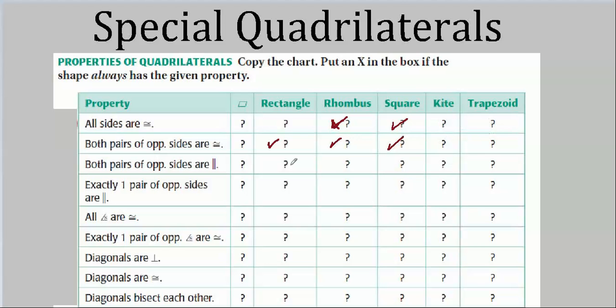Both pairs of opposite sides are parallel. Well, that is the definition of a parallelogram. So, how many of these are parallel?